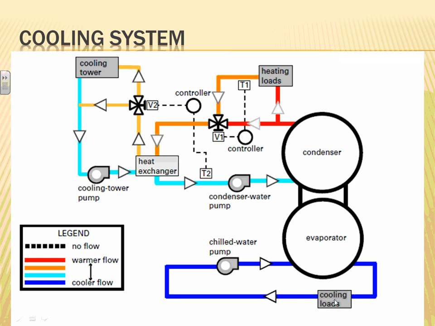And it circulated all the way to cooling loads. That would be the air handling unit, where the cooling coil is inside the air handling unit. That's the chilled water cycle. Then you have the condenser water cycle.